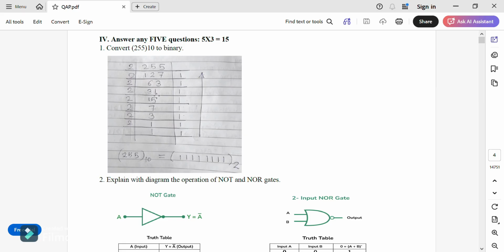Again divided by 2, we get 31. Again we'll get the remainder as 1. These are odd numbers, that's why we'll get the remainder as 1. Okay. So at the last you have to write 1 divided by 2, and at the last you have to collect all the ones, which gives 1 1 1 1 1 1 1 1.